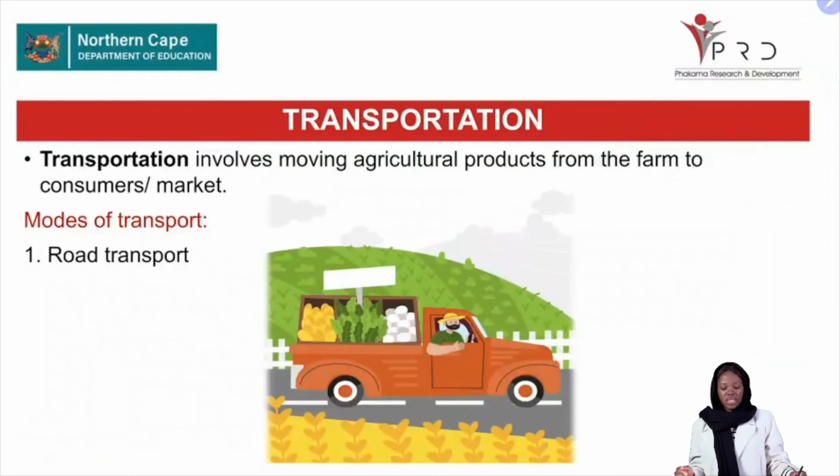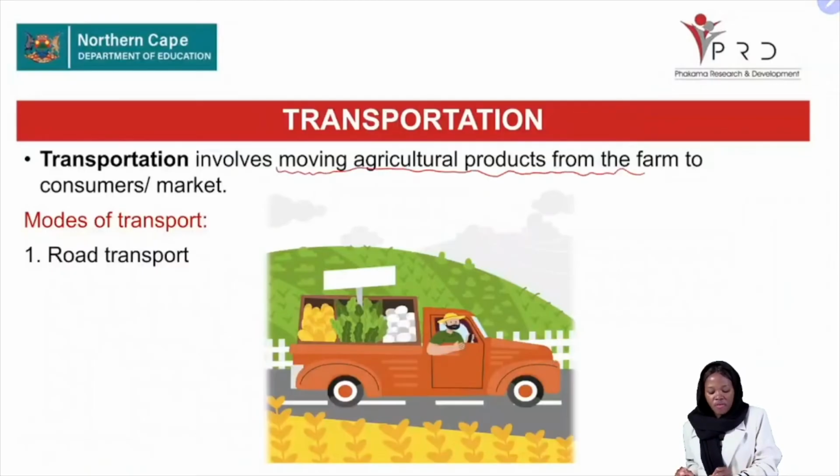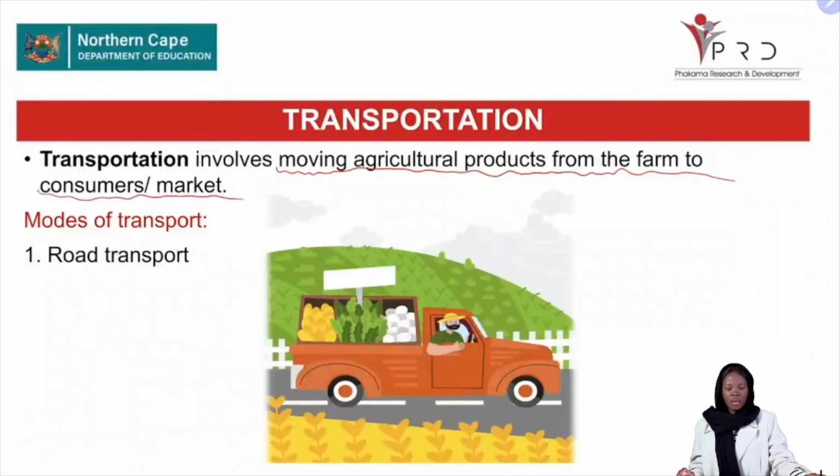Now, transportation involves moving agricultural products from the farm to consumers or market. Meaning we are moving agricultural products from the point of production where it was produced to the point of consumption, where consumers will be able to purchase or buy the product. That is transportation. And this function is done after we have produced a product.